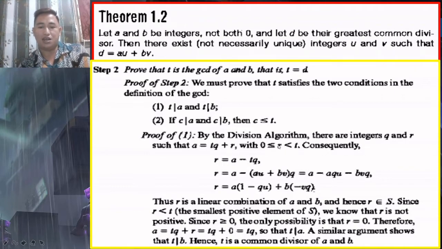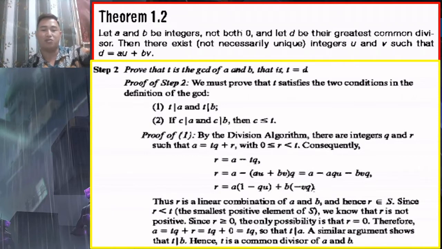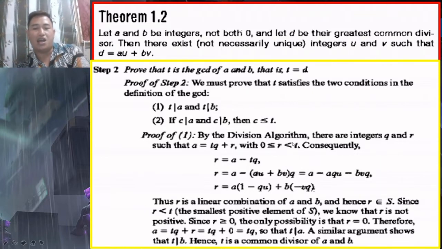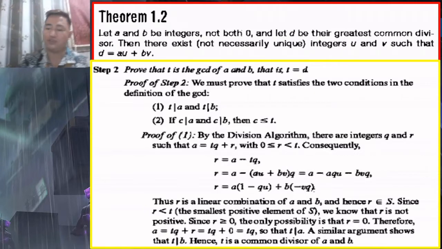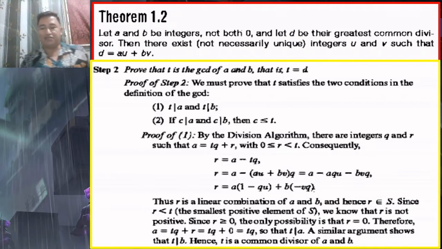R cannot be positive, because it is less than T, and T is the smallest positive element. It can only be 0, since T is positive. So we know that R is not positive. Since R is greater than or equal to 0, the only possibility is that R is equal to 0. We are forced to conclude that R is 0, because T is the smallest positive element and less than T are only 0 and non-positive numbers.